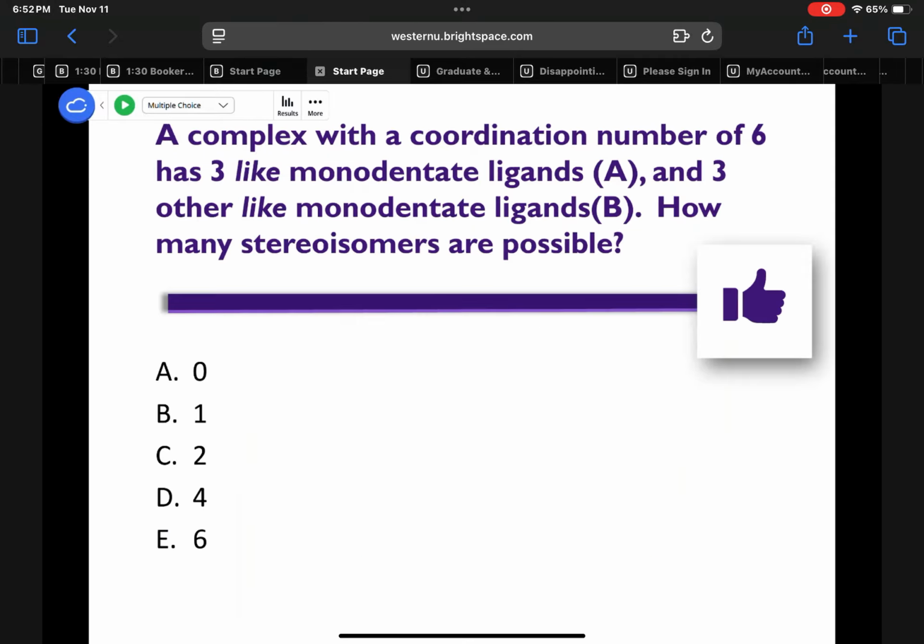Okay, this is going to be a raise your hand question. Let's imagine now you have a complex, coordination number of 6. It has 3 similar ligands, we can call them A, and 3 similar monodentate ligands, call them B. How many different isomers could you come up with? So chat with the person beside you.